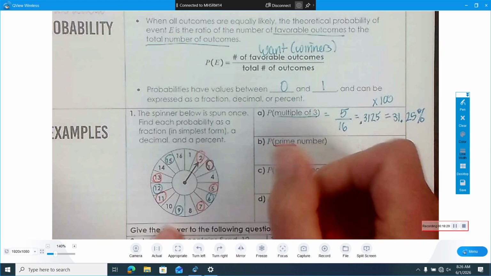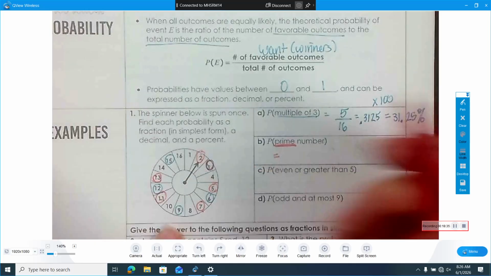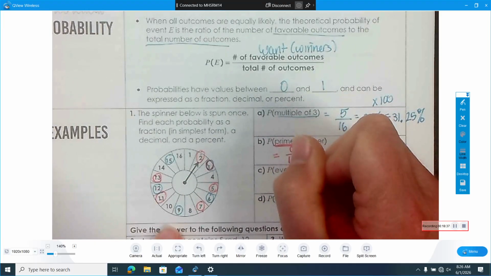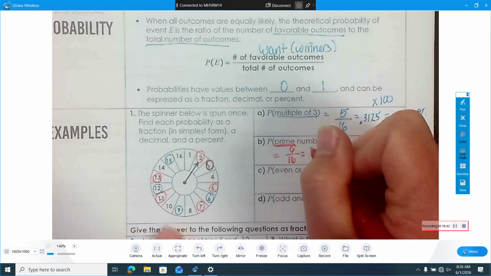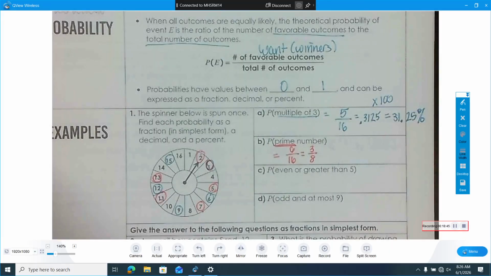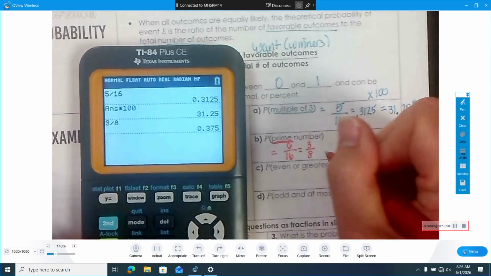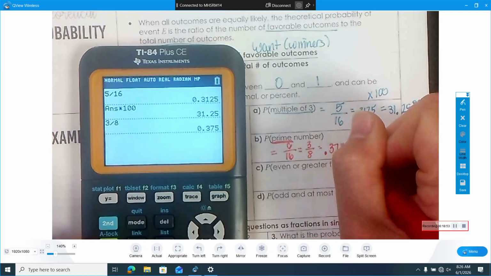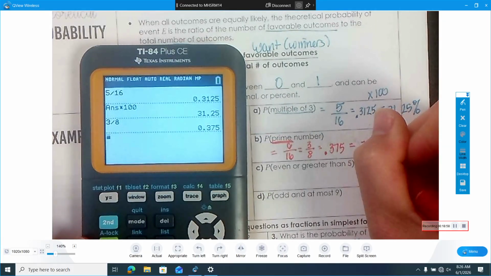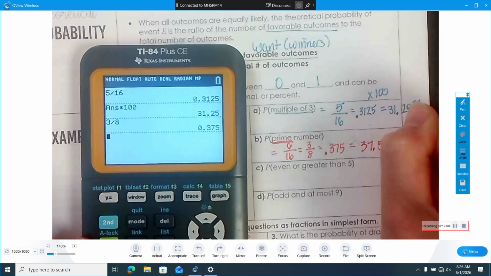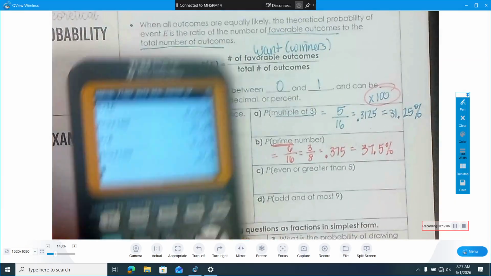So how many winners are there? 1, 2, 3, 4, 5, 6. Yeah. 6 out of 16. Is that a reduced fraction? No, it is not. We're going to divide by 2, so we get 3 out of 8. So there's our reduced fraction, and 3 out of 8 is the decimal 0.375, and what's the percent? 37.5%. And again, you can get that by multiplying by 100 pretty easily.